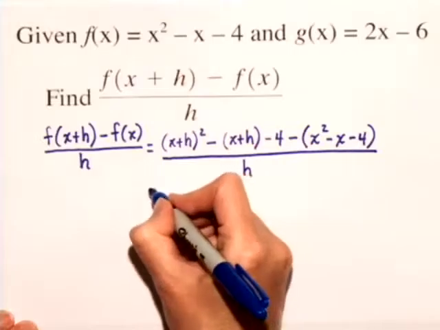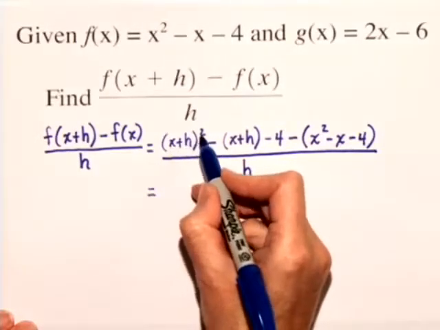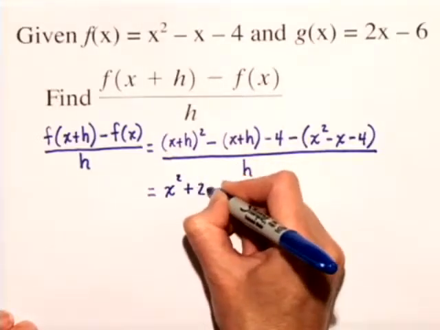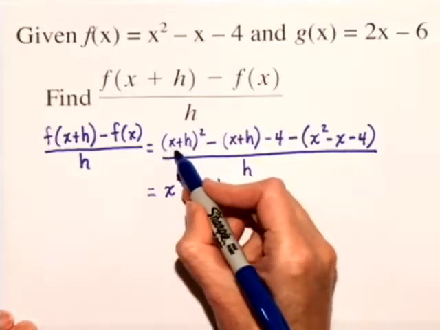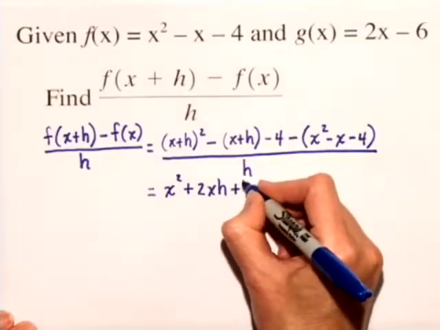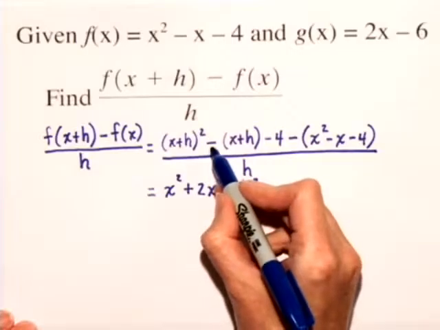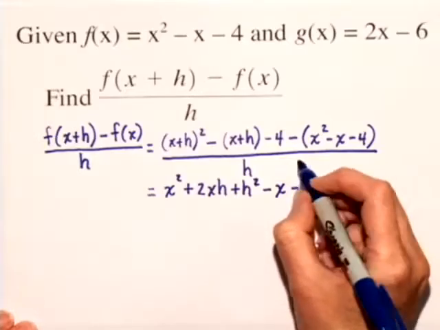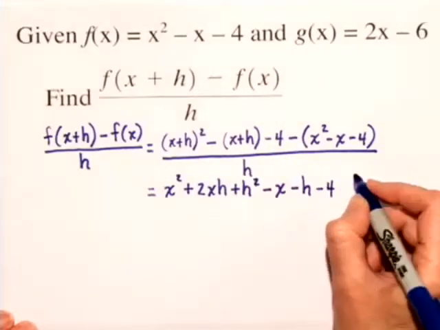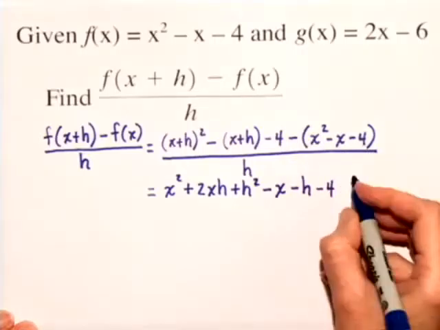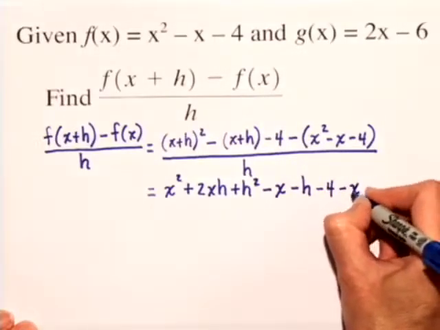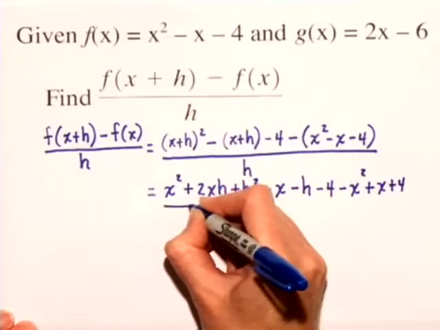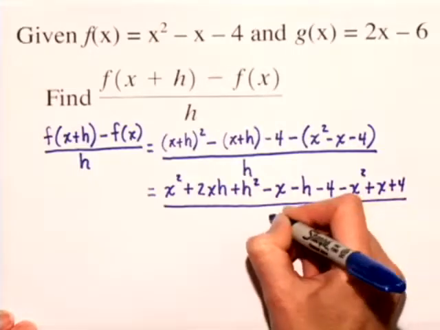Now we need to do some simplifying. So if we have x plus h quantity squared, remember that really represents x squared plus 2xh, if I were to multiply this out using the FOIL method, plus h squared. We have this minus sign we need to distribute through, and we get minus x minus h. Next we have minus 4. And then finally we distribute this negative through the last parentheses, and we get minus x squared plus x plus 4. And this is all divided by h.